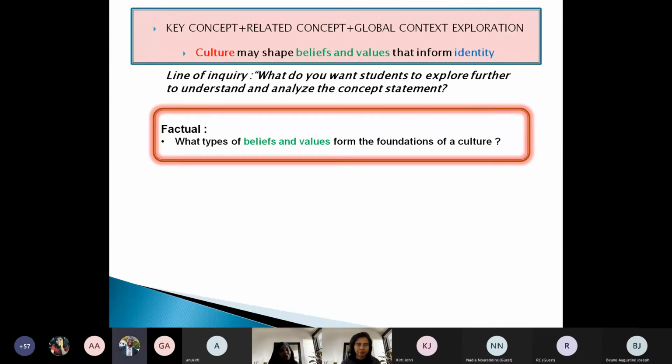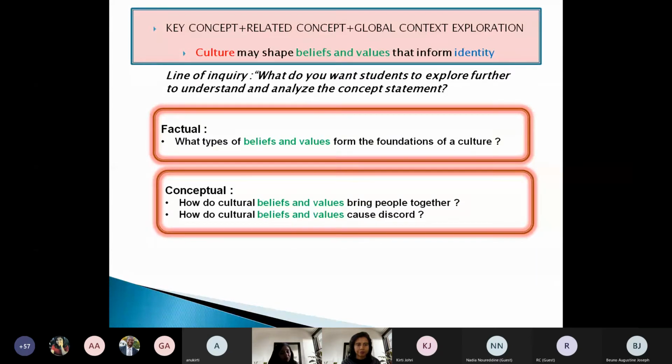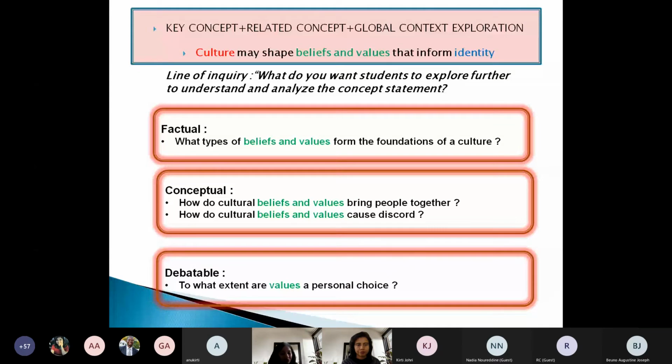So factual question started with what? The answer could be very easily or very precise and can be found by the student from the textbook. The second set of questions is conceptual, the how of it, the why of it. How do cultural beliefs and values bring people together? How do cultural beliefs cause discord? So you can see there's some analysis involved over here. And then comes the highest order thinking skill based questions, debatable questions, which are open-ended and which inspire discussion. To what extent are values a personal choice?